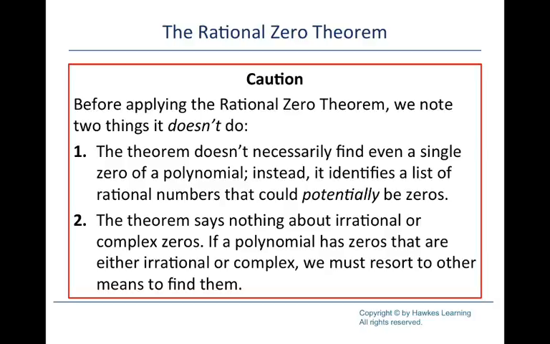It usually finds a zero, to be honest. But if they're all complex, it may not find any of the zeros, because all this will do is find real zeros. It identifies a list of rational numbers that could potentially be zeros. It doesn't say anything about irrational or complex zeros. So that's why sometimes it may not find all the zeros, but it's going to find at least some of them usually. And that's why we rely on the rational zero theorem many times.